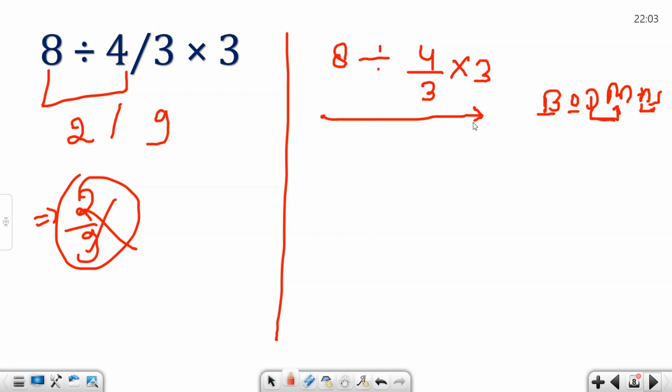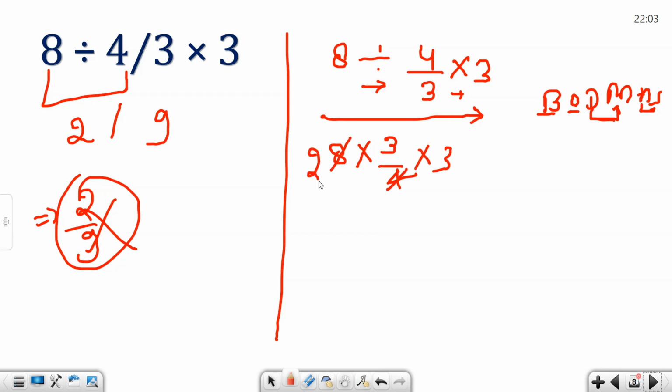So first, we'll look from left to right. From left to right, the first symbol is division. So we'll do the division first, then multiplication. So this is how it works. We'll change the division to multiplication and reverse 4 by 3 to 3 by 4, then write into 3.